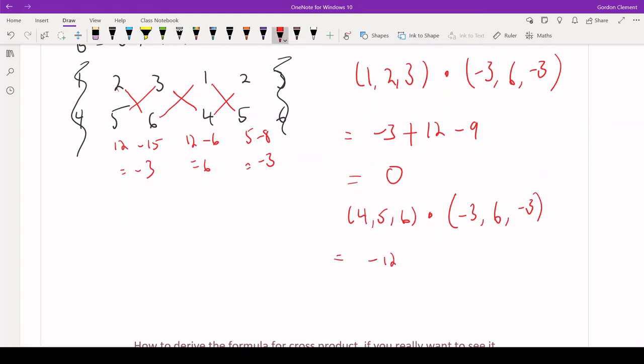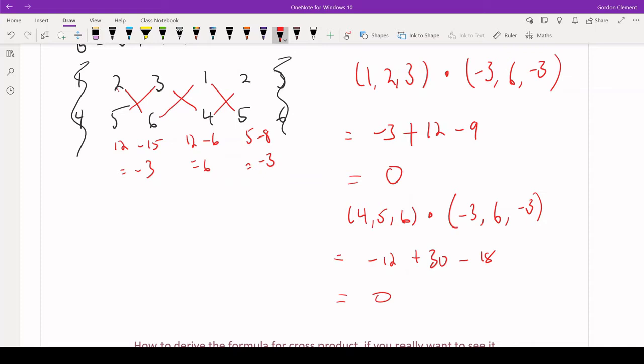X times x is negative 12, y times y is 30, and then z times z is negative 18. Adding those things up, negative 12 and 30 is 18, subtract 18 is 0. Oh, that's weird. And then I think back to the dot product lesson, and if a dot product was 0, it meant the angle between the vectors was 90 degrees.